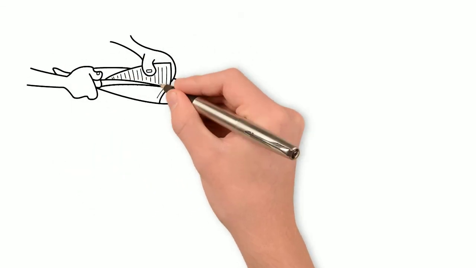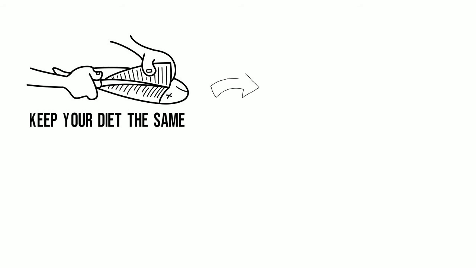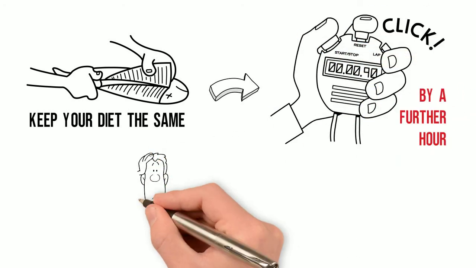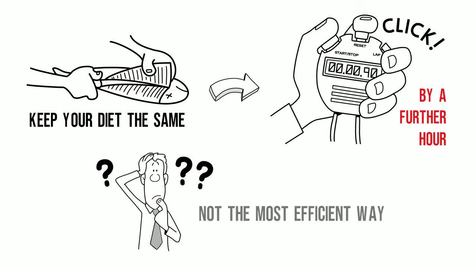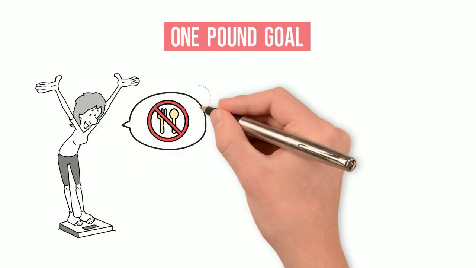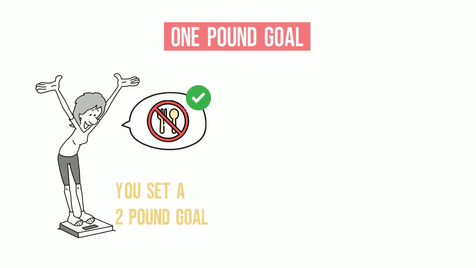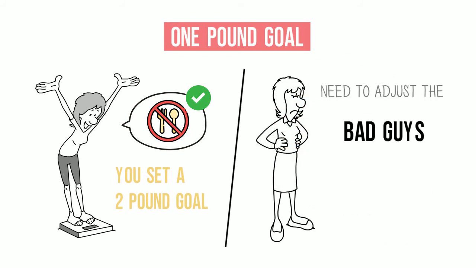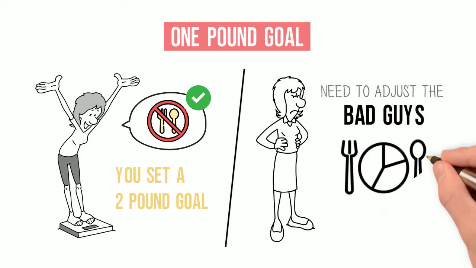For the avoidance of doubt, you can keep your diet the same and simply extend the fasting period by a further hour if you want. But that's not the most efficient way to go. Either way, staying with that same 1 pound goal, you either have burnt a pound or more and know your new intermittent fasting tool works, so you set a 2 pound goal, or you've made life difficult for yourself and need to adjust the bad guys in your diet once you understand keto.